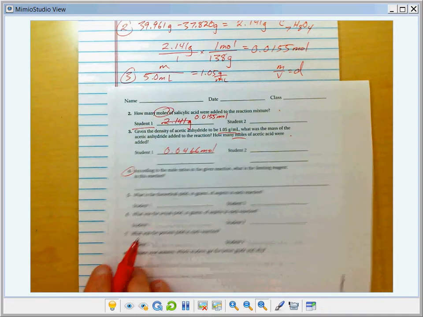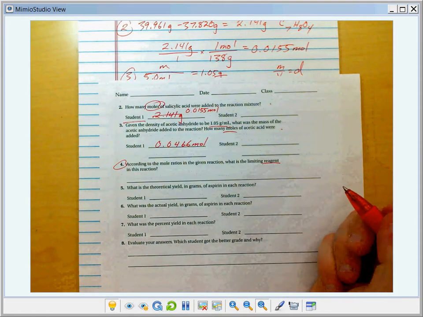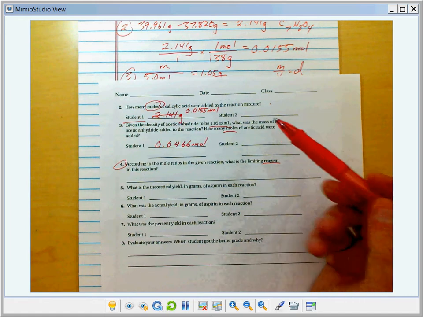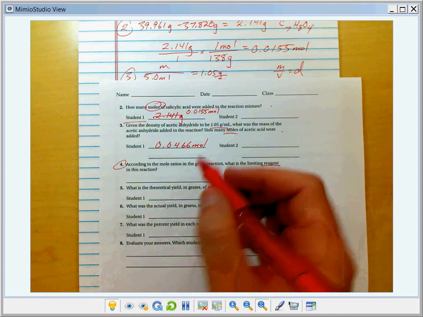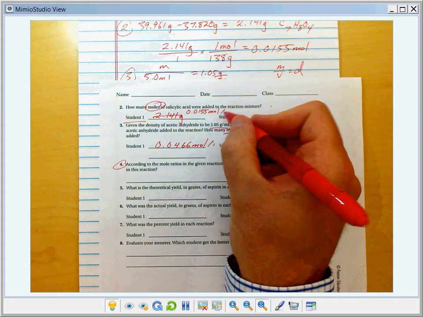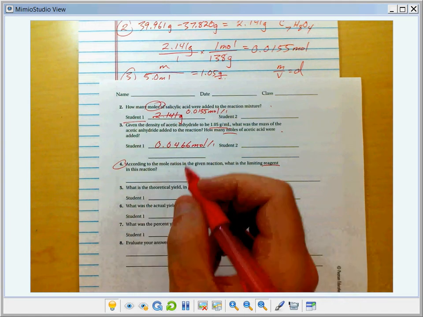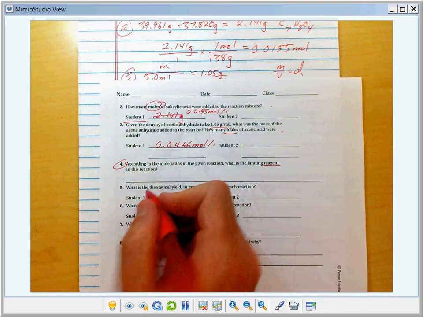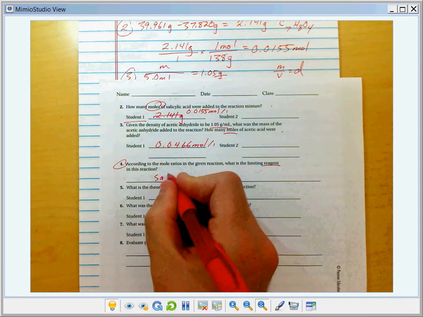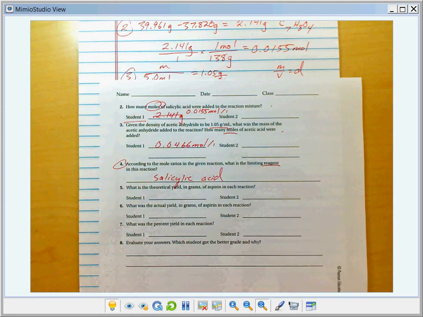Number 4, they ask us to find what's the limiting reactant. Reagent's just a synonym for reactant. So what we're going to do is, we're already in moles. That was step 1. If in doubt, mole it out. Now we're just going to divide by the coefficient. Luckily, the coefficients of each of these is 1. So when we divide these numbers by 1, it's going to be the same number. And we found out that 0.0155 moles is the smaller number. So salicylic acid is limiting.